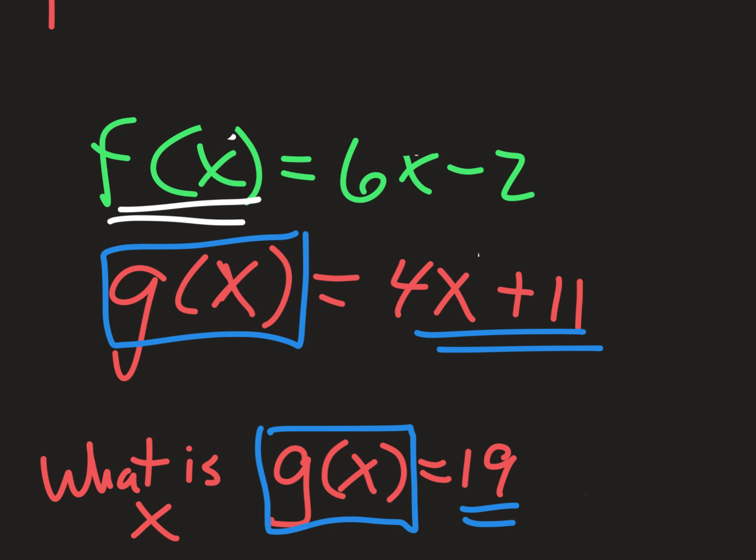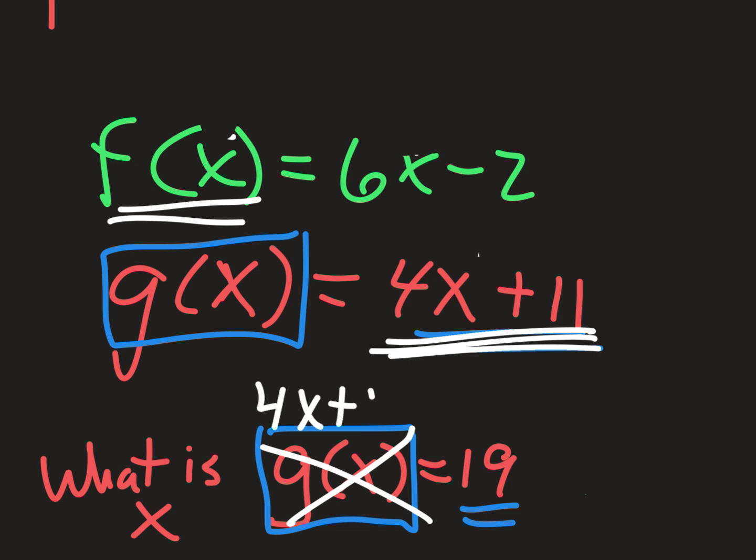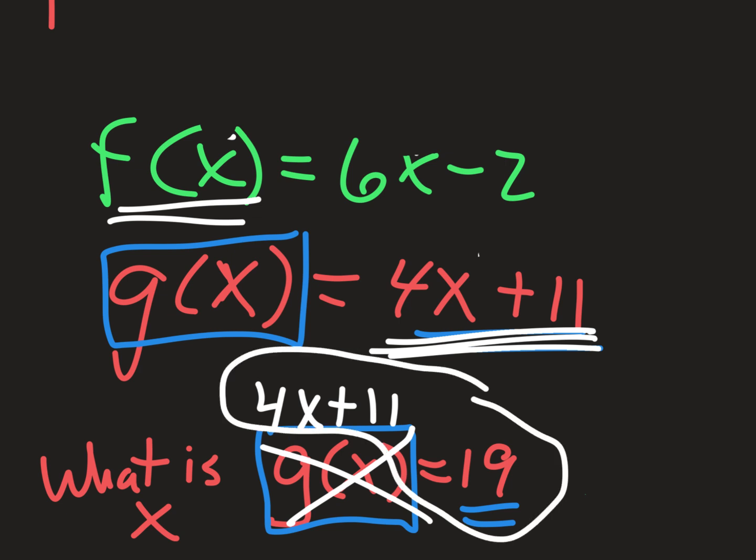Okay, here's another way. I can tell some of you aren't buying that. You're not getting that. So I'm going to show you another way. If g of x is really 4x plus 11, it says so right there. If g of x is 4x plus 11, then can I replace this with 4x plus 11? See what I mean now? And isn't that just an equation that you could solve? It is. And if you go ahead and solve that, then you'd end up subtracting 11 from both sides, and then you end up with 4x equals 8.